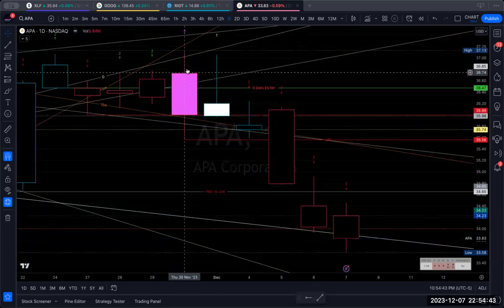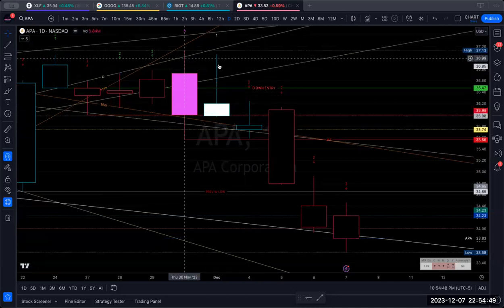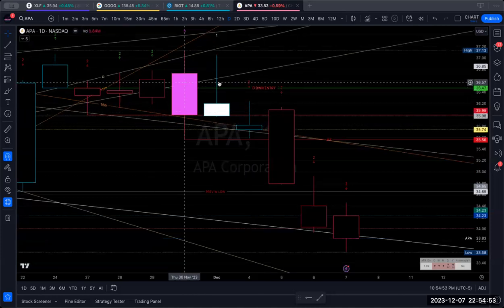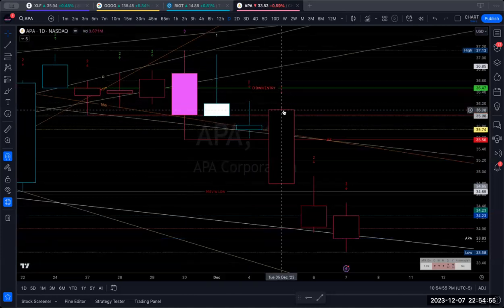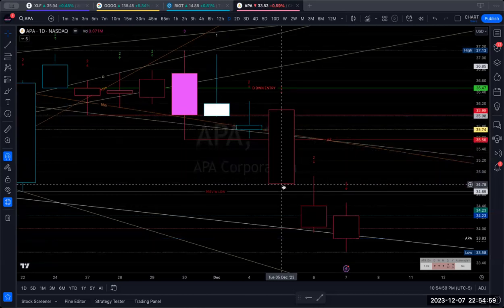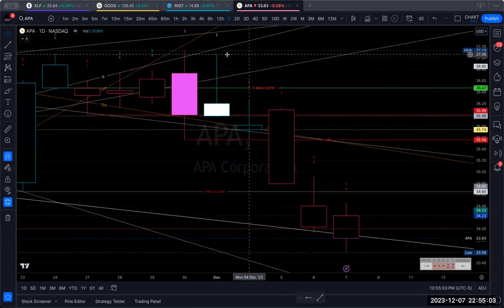I saw we're rejecting, we can't break over. We kept trying to break over, kept rejecting on a 1, and then we went 3-1-2. And you know about those 3-1-2s. So I was in my full position by now, and boom, look at this flush down. We finally got it. That was just patience. I didn't care what it was doing.